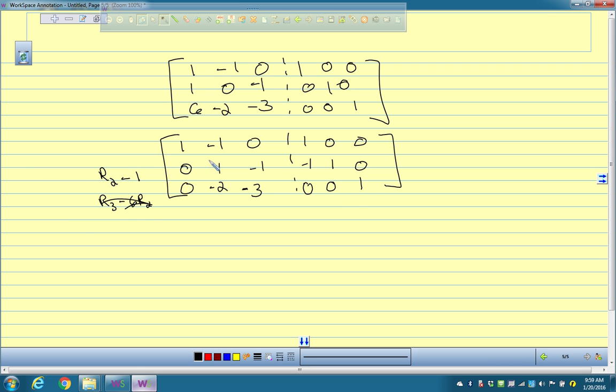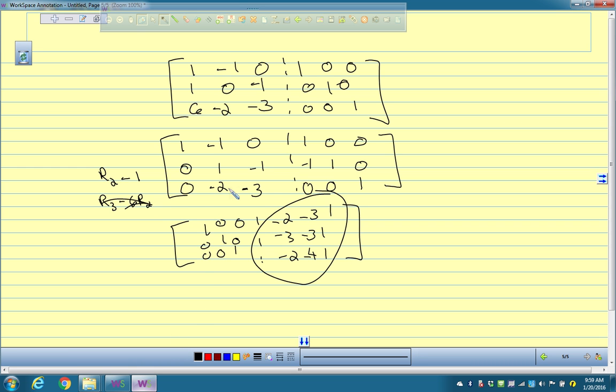And then, anyway, it takes a long time. You end up getting this at the end: 1, 1, 1, 0, 0, 0, 0, 0, 0, 1. And then over here, you get negative 2, negative 3, 1, negative 3, negative 3, 1, negative 2, negative 4, 1. And you end up getting this thing here as the inverse, right? So you have to do lots of steps in row operations, and there are lots of places to make dumb mistakes like I just did. So we're not going to do that.